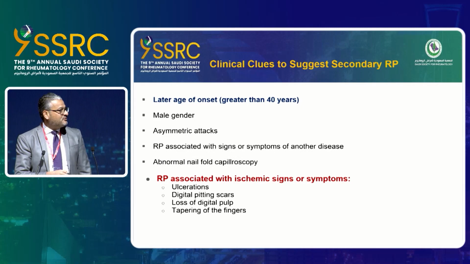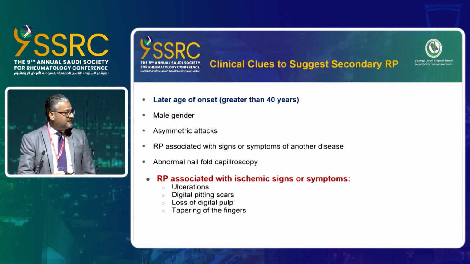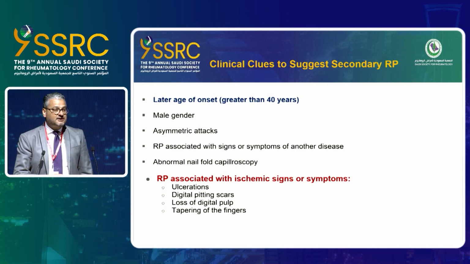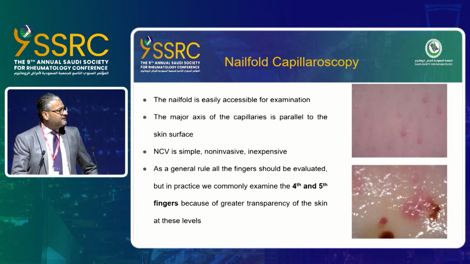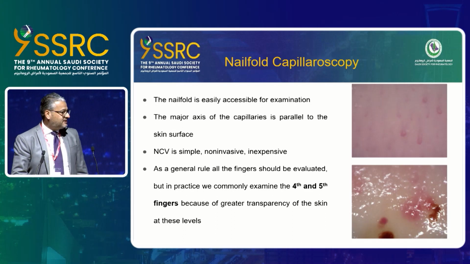And these are very important points. Raynaud's phenomenon associated with ischemic changes: if you have ulcerations, if you see pitting ulcers, if you see loss of digital pulp or tapering of the fingers, this would alarm you that there is a recurrence of the symptoms. Nail fold capillaroscopy: I think there was a workshop earlier in this conference, and as a rheumatologist, I just want to make sure, is it abnormal or normal? I don't care about other findings that sometimes we read about.